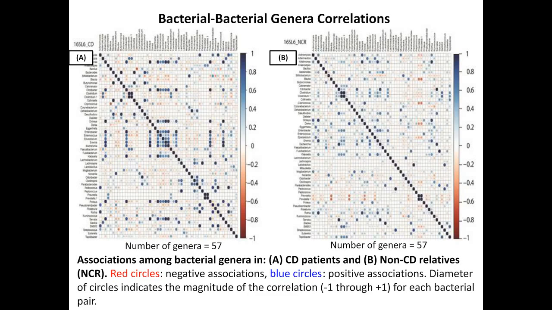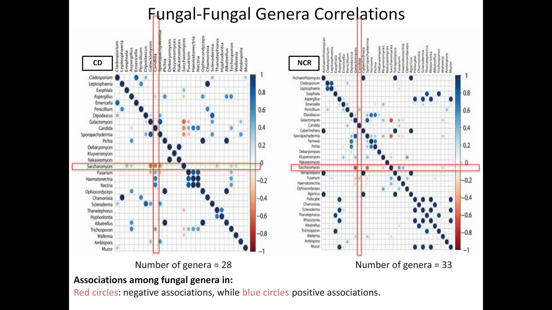We looked at bacterial, fungal, and bacterial-fungal correlations to see if they are related together. If the circle is red, this means a negative association, whereas blue is a positive association. When we looked at the fungal analysis, I just want to draw your attention to Saccharomyces, the horizontal rectangle, and when you look at Candida, the other line, you can see a red spot indicating that there is an antagonistic interaction between Saccharomyces and Candida. Whereas when you look at the healthy people, NCR, there is no antagonism there.